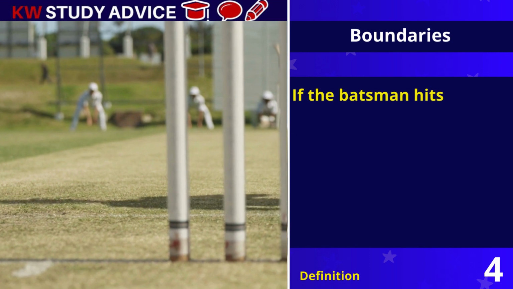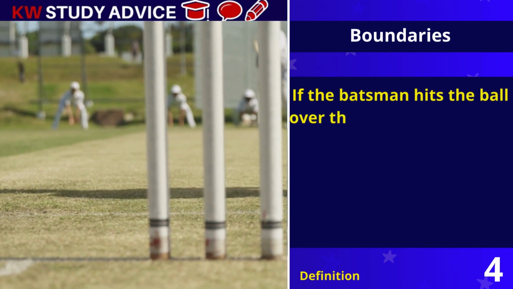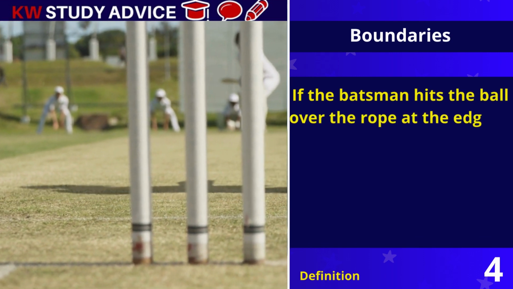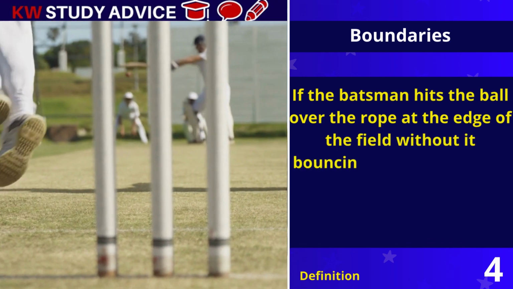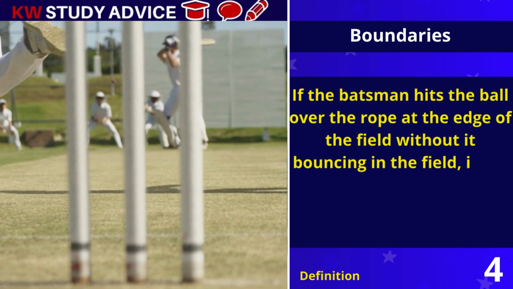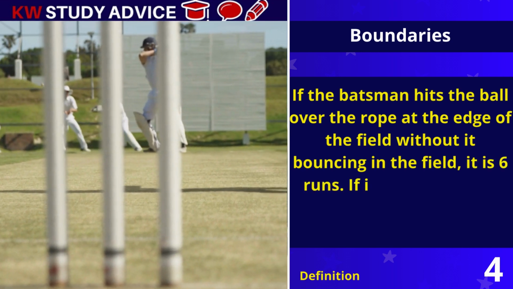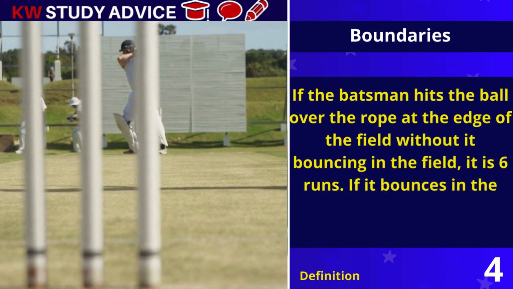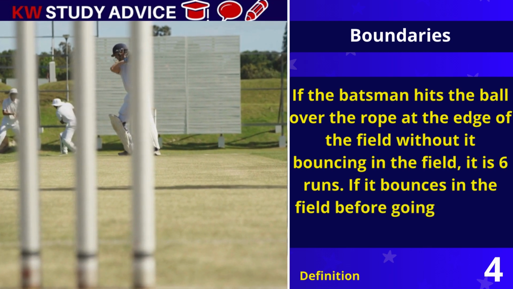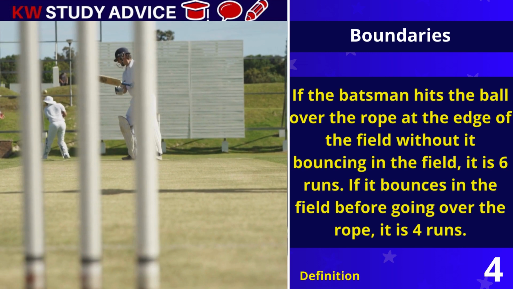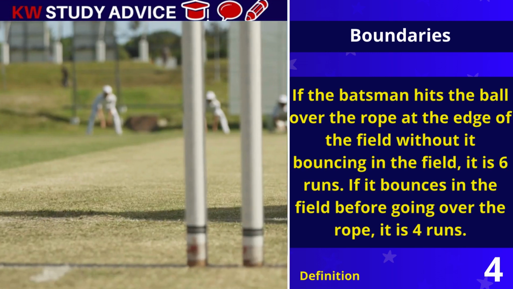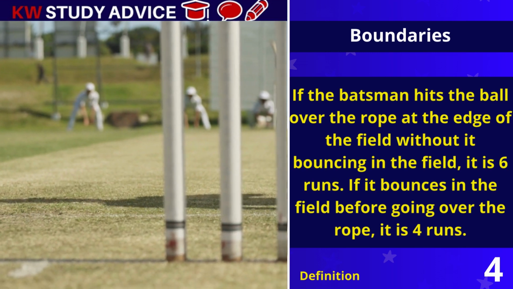If the batsman hits the ball over the rope at the edge of the field without it bouncing on the field, it is 6 runs. If it bounces in the field before going over the rope, it is 4 runs. Interesting. So let's take a look at an example sentence.